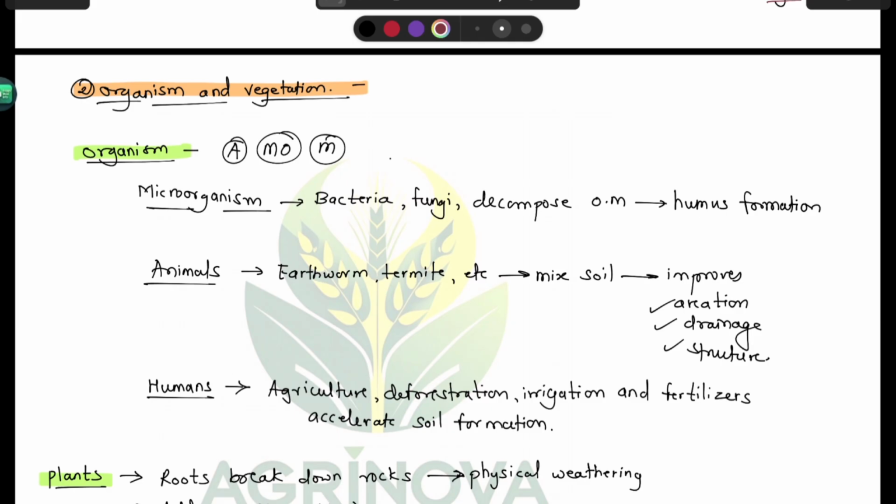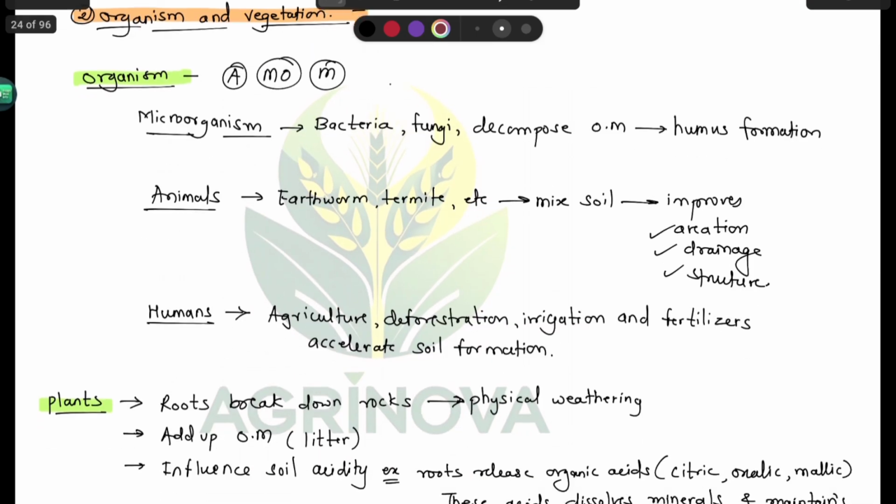The next is organisms and vegetation. Basically organisms means animals, microorganisms, and man or humans. Microorganisms include bacteria and fungi, which decompose the organic matter and lead to the formation of humus. The next, animals like the earthworm, termite, or ants help in mixing of soil, which improves aeration, drainage, and the structure of the soil. So basically it helps in soil formation, making the soil more aerated, helping the drainage process, and making the structure good. The next, humans, through agriculture, deforestation, irrigation, and fertilizer application, accelerate the soil formation process.